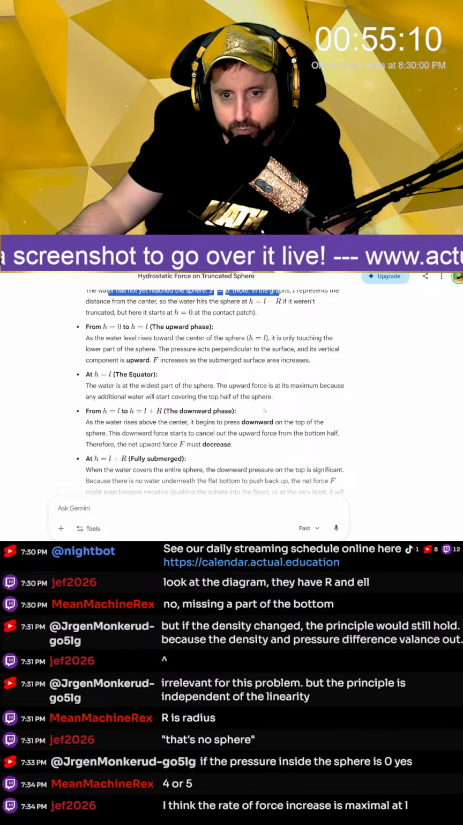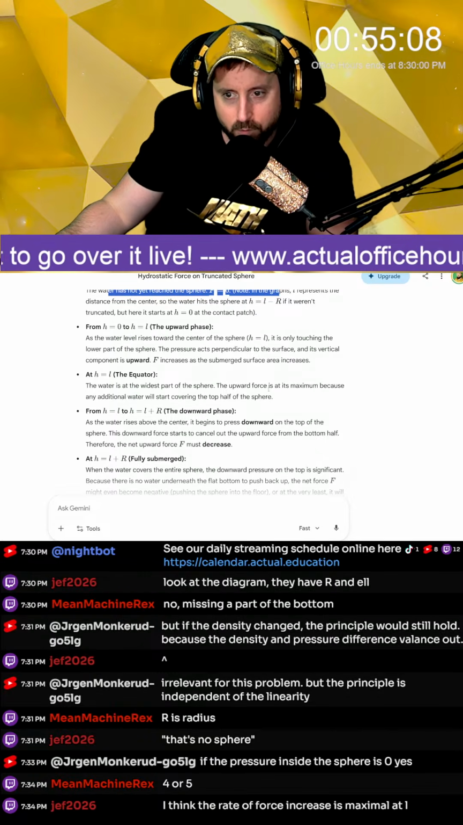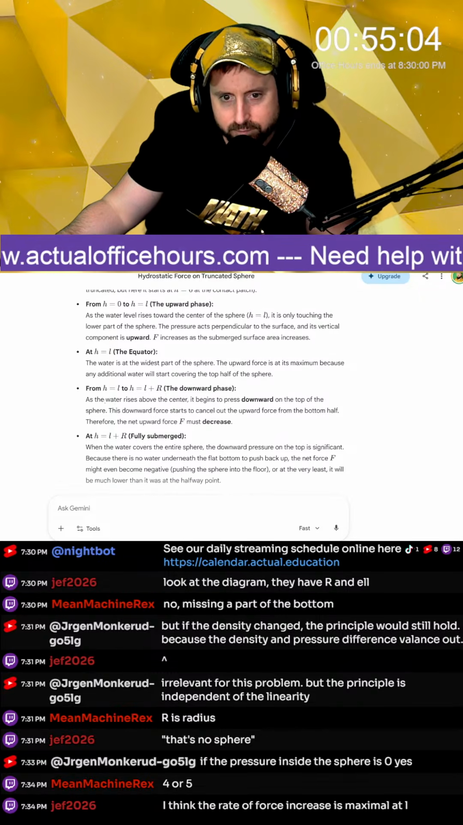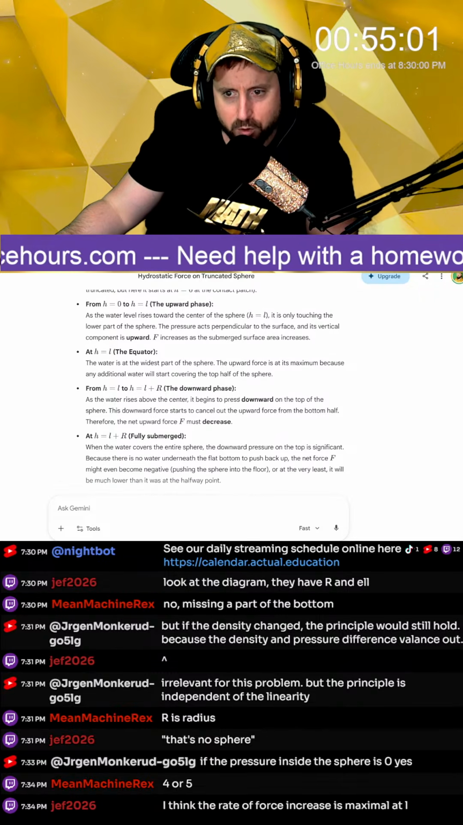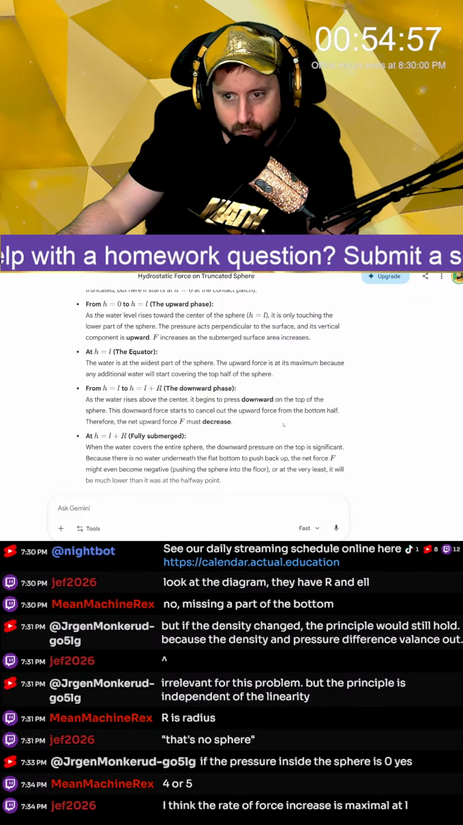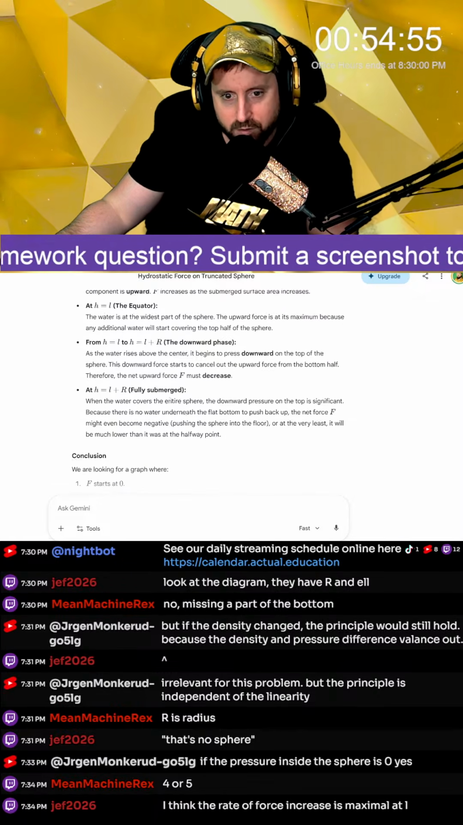Sure. The upward force is at maximum because any additional water will start covering it. Right. As the water rises above our center, it begins to push downwards on the top half. This downward force starts to cancel out the upwards force, and thus F must decrease.